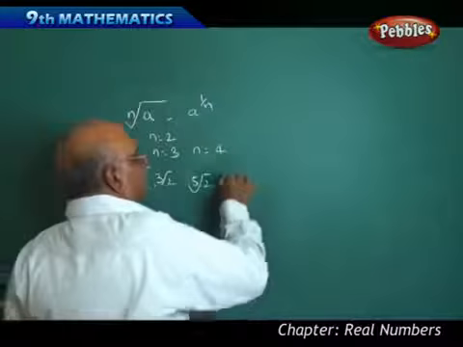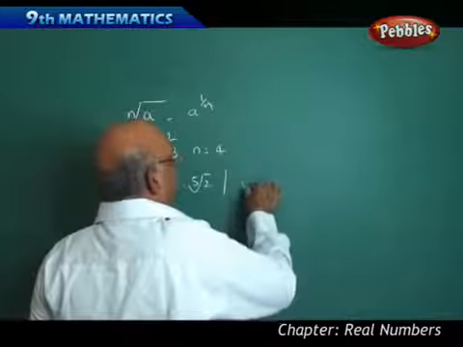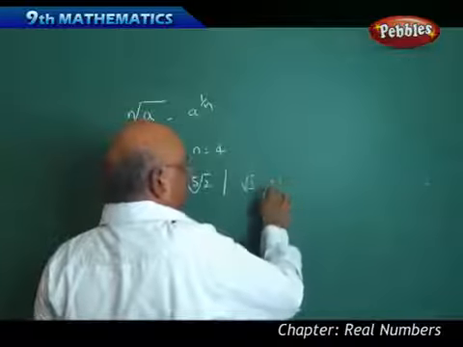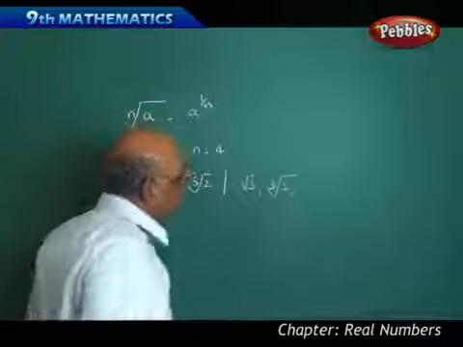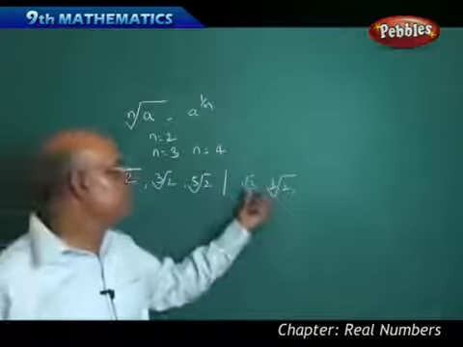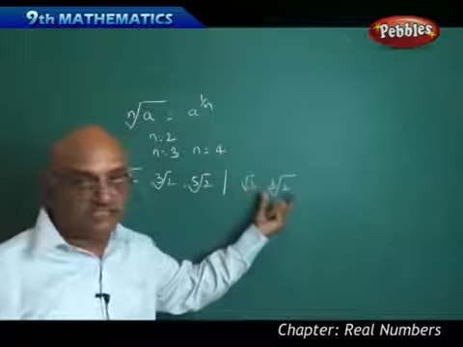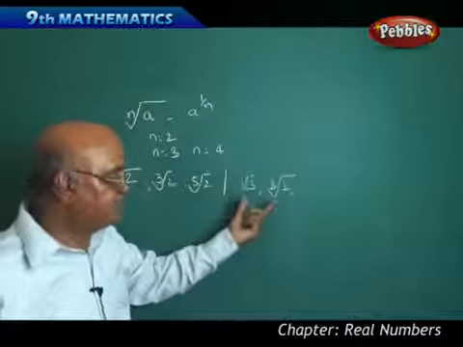In the same manner, suppose if I take root 3 and cube root of 2, these types of surds are called unlike surds, where the root part is differing. Therefore, these are all called unlike surds.